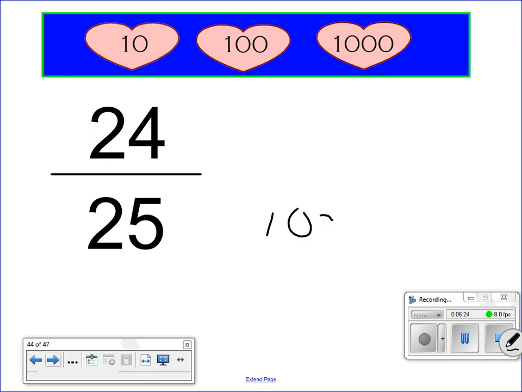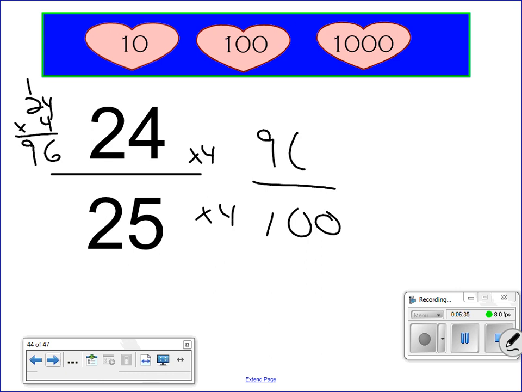To 100 times 4 times 4. Now I'm getting kind of messy. 24 times 4. 16. 2 times 4 is 8, plus 1 is 9, 96. 0.96.